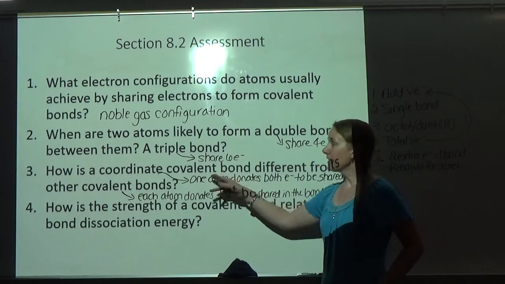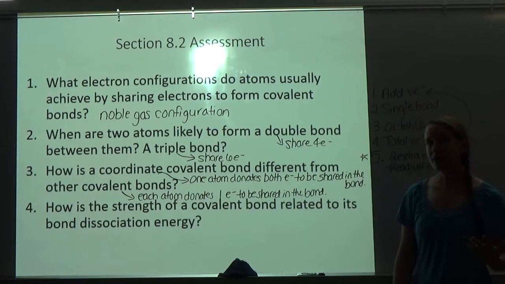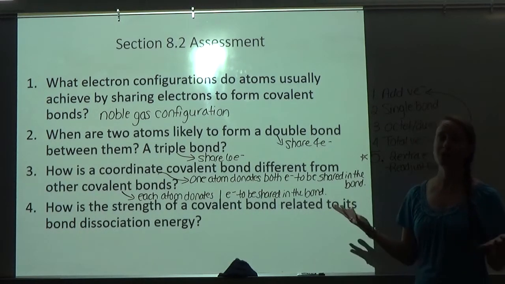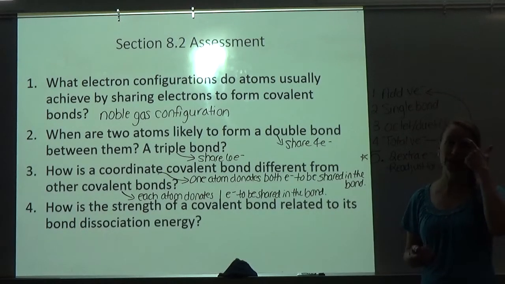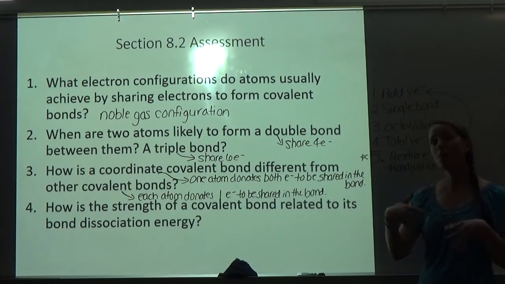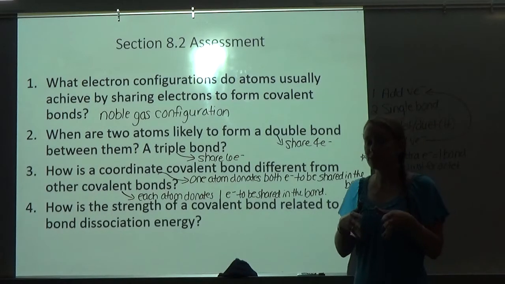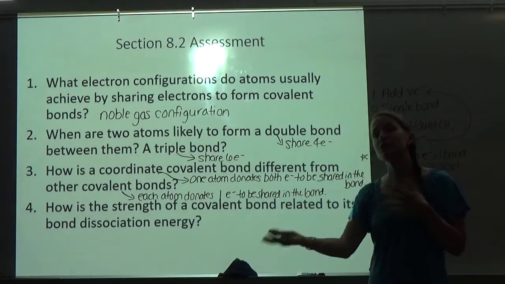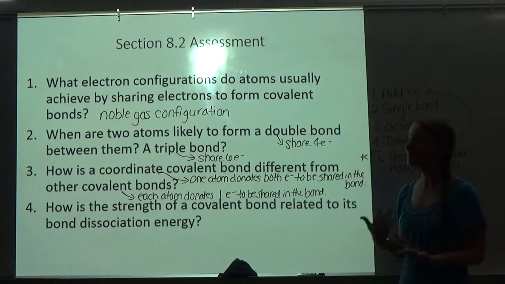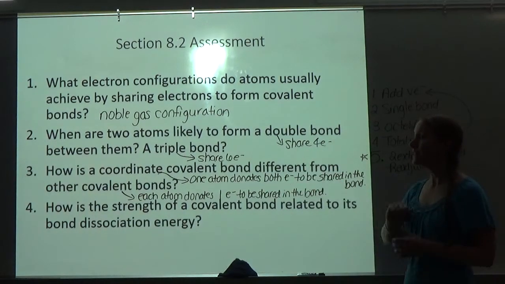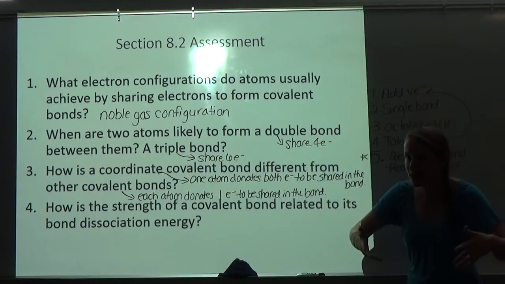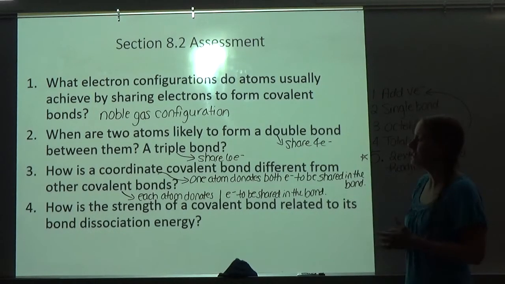However, a coordinate covalent bond would be like, hey, we're going on a picnic. And one person says, hey, I'm bringing sandwiches. And then the other person could be like, oh, I don't have any money. I can't bring anything. So then the first person could say, oh, I'll bring the chips too. So that person could bring the sandwiches and the chips and still share with the other person even though they didn't bring anything to the picnic. So really, a coordinate covalent bond is just a super generous atom donating both electrons to the bond.